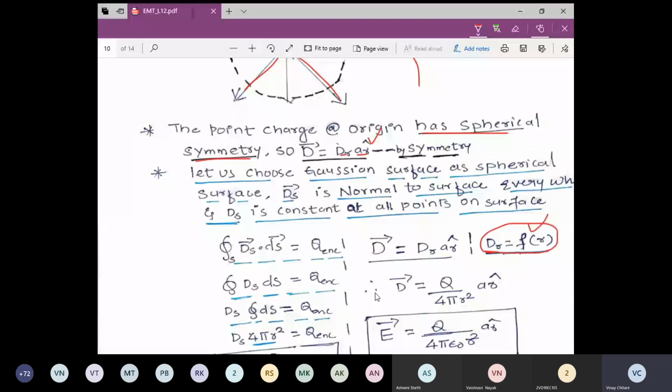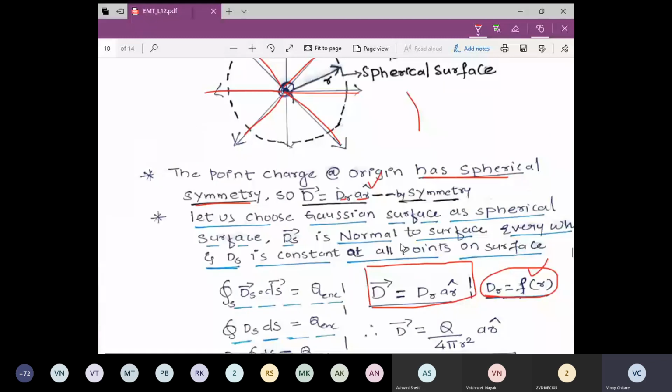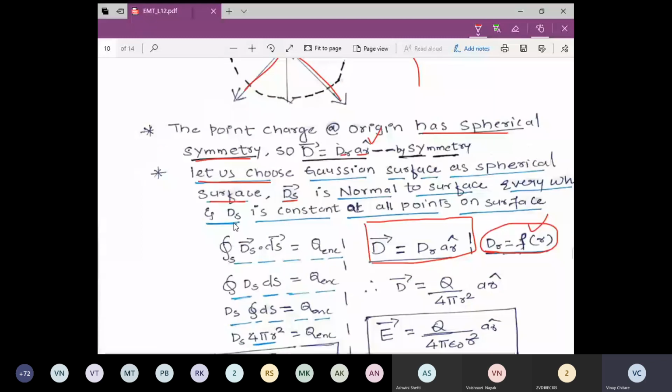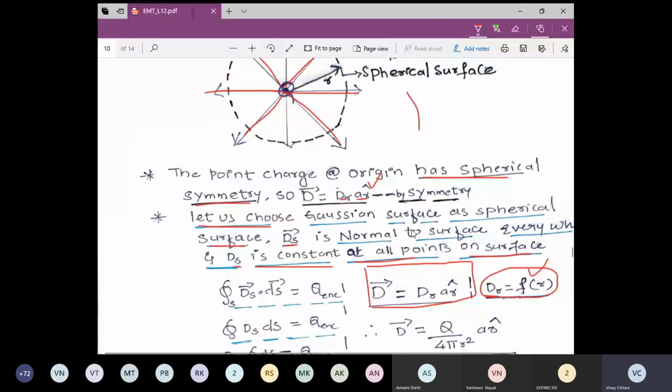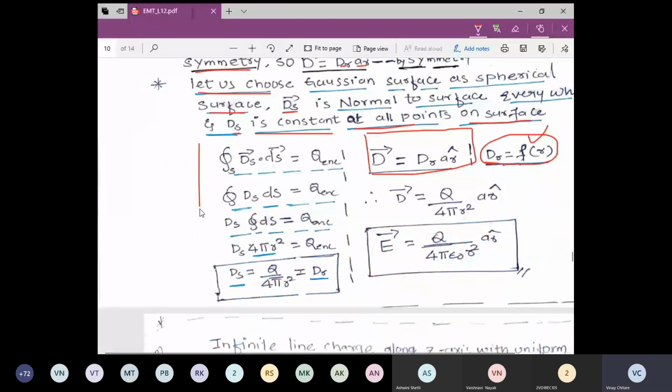Once I know this symmetry nature of the flux density, my next step is to choose a proper Gaussian surface. For the above spherical symmetry, the appropriate Gaussian surface will be a spherical surface, because the flux density is normal to the surface everywhere, and obviously dS is constant at all points on the surface. Once these two points are clear, the remaining steps are very simple. This is simple mathematics.